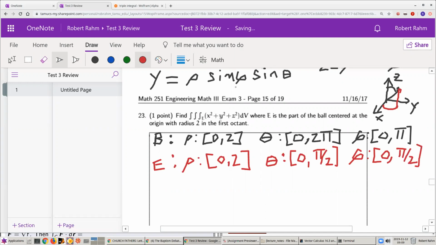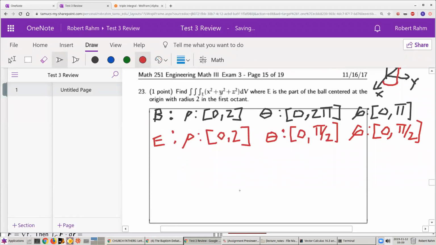Okay, so now we're going to convert this integral into spherical coordinates. We'll do the rho integral on the inside. Oh, sorry, what's going on here? Rho's going to go from 0 to 2. That was a weird mistake. Rho goes from 0 to 2. Theta goes from 0 to pi over 2. And phi also goes from 0 to pi over 2.